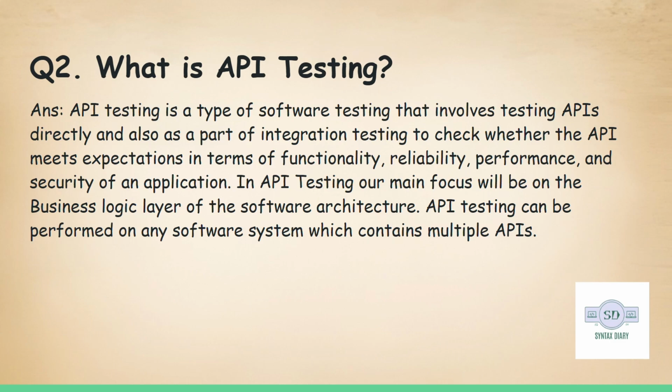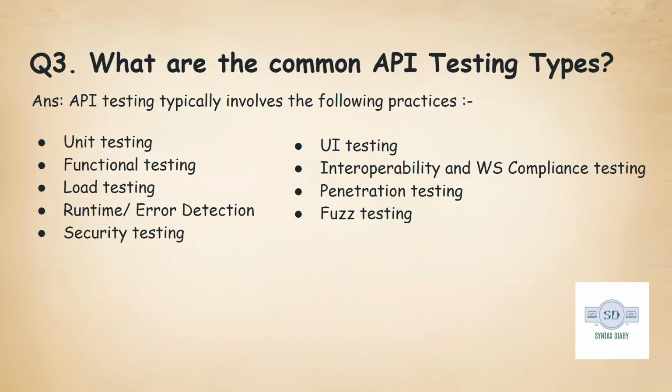Now let's move to the next question. What are the common API testing types? API testing typically involves the following practices. First is unit testing, then functional testing, load testing, runtime or error detection, security testing, UI testing, interoperability and WS compliance testing, penetration testing, fuzz testing.